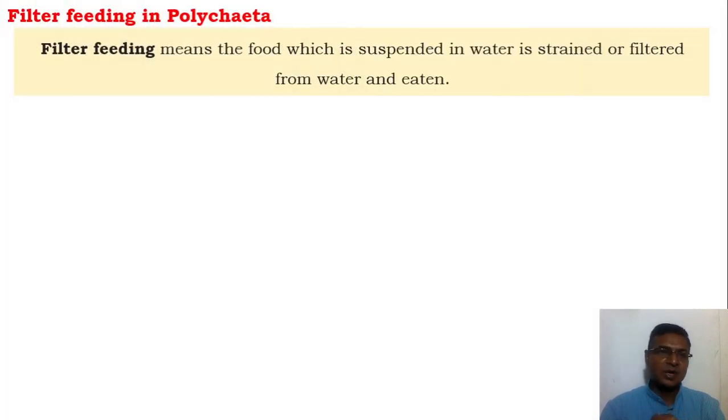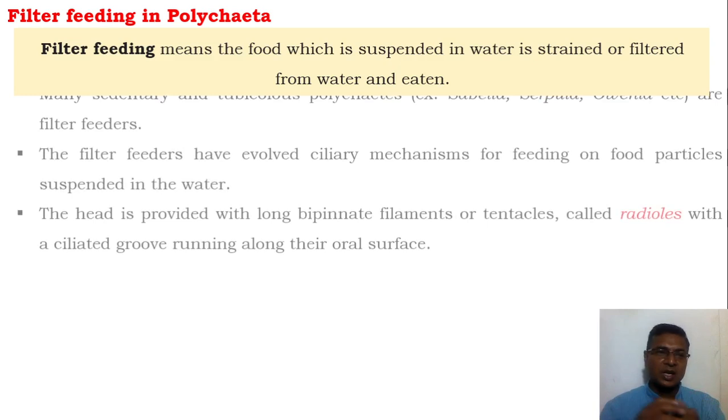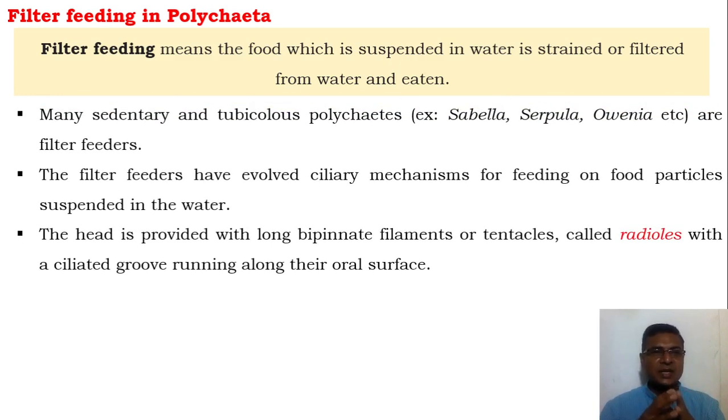Now, moving toward filter feeding in the Polychaetes. Where filter feeding is observed, it means that the food suspended in the water is strained or filtered from the water and then moves toward the inner cavity through the mouth region. Here, many sedentary as well as tubicolous Polychaetes are observed. Some examples are Sabella, Serpula, Ophelia, Arenicola. These are the filter feeders.